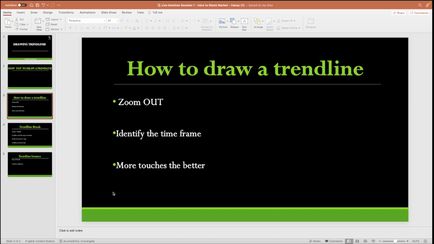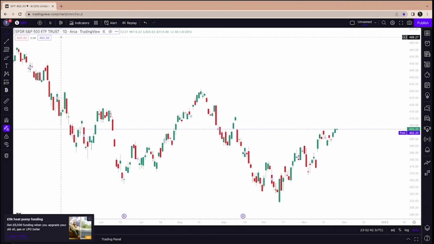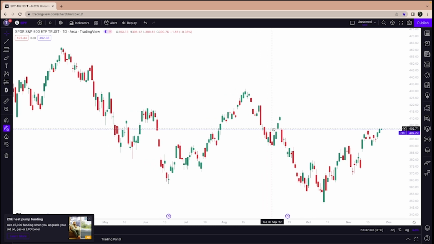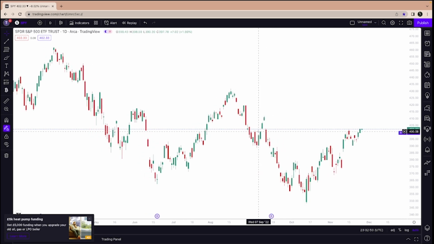I'm going to actually start off with the SPY. Let's move on to the chart. First, let's look at the daily chart. If you look here, guys, the daily chart, I've not zoomed out yet. The price action is not as great. But once I zoom out, I get a more clear picture.